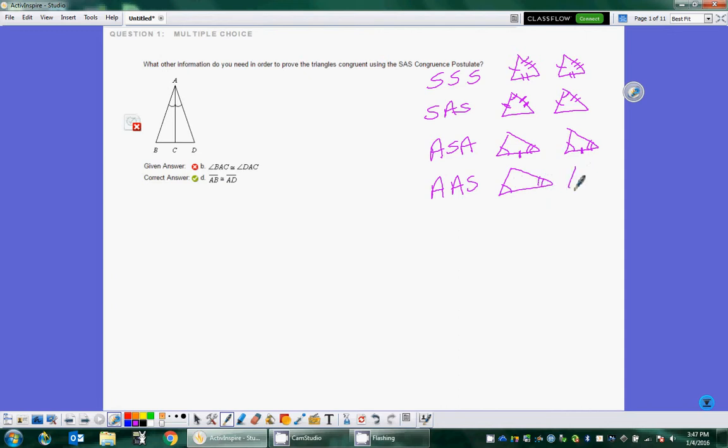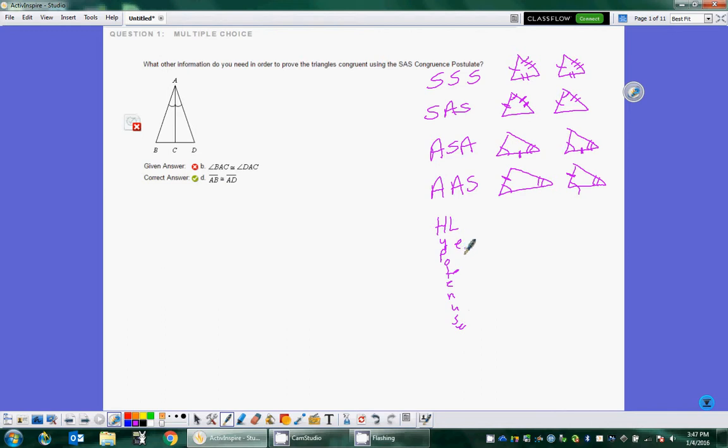The last one, and I don't think it was on this quiz, is called HL. H stands for hypotenuse, and the L stands for leg. Whenever I see that word hypotenuse, I'm thinking about a right triangle, so it has a right angle. The hypotenuse is the longest side, the side opposite the 90 degree angle, and the legs are the two sides that form an L at that angle. For hypotenuse-leg, not only the right angles, I have to have the hypotenuse marked and also a pair of the legs. I had these 2 marked here.